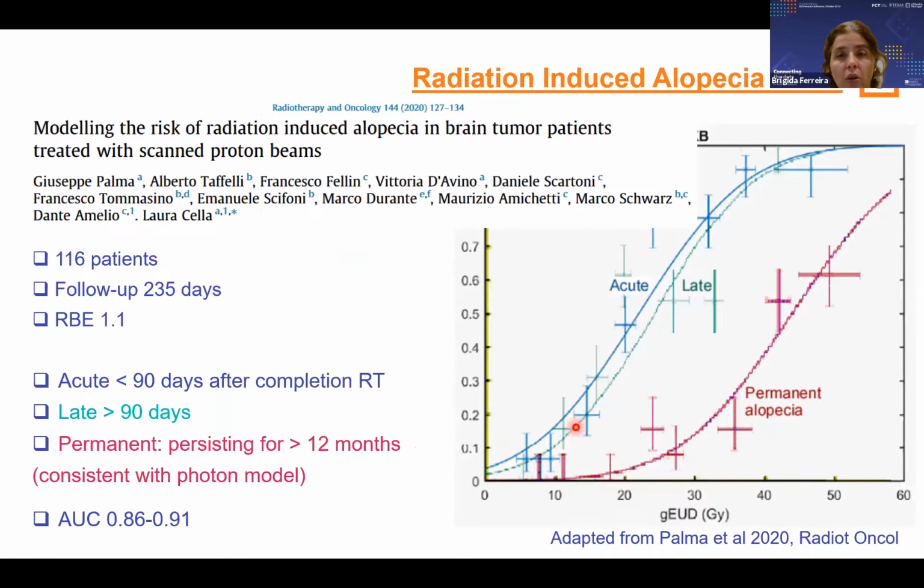In this study, they also studied alopecia. Alopecia is loss of hair. They also used an RBE value of 1.1, and they evaluated this complication at different time points. You see that as the interval between the radiation therapy and the follow-up increases, there is an increase in the D50 value. Also, more severe complications like permanent alopecia have a much higher D50 value. And this model already achieved quite good predictive ability.